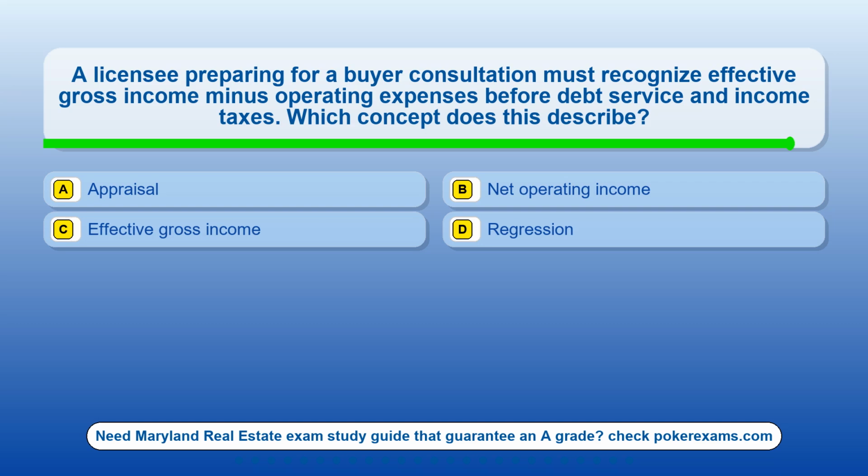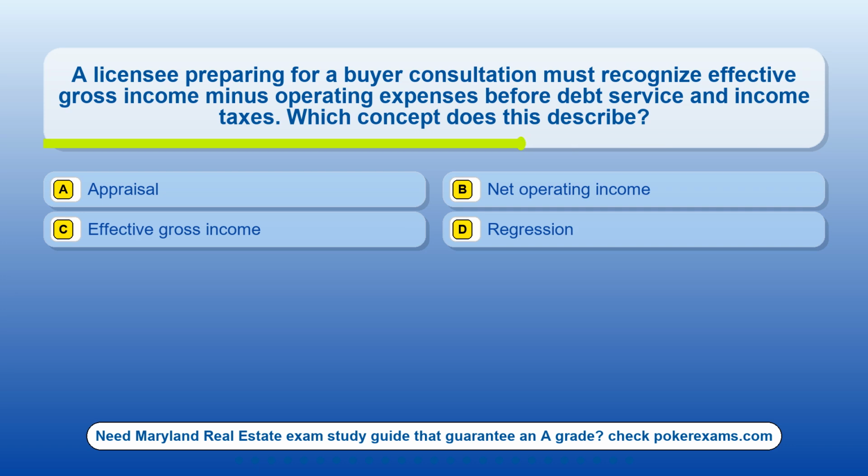Question 4. A licensee preparing for a buyer consultation must recognize effective gross income minus operating expenses before debt service and income taxes. Which concept does this describe? Option A, appraisal. Option B, net operating income. Option C, effective gross income. Option D, regression.